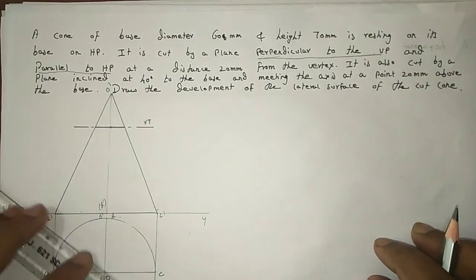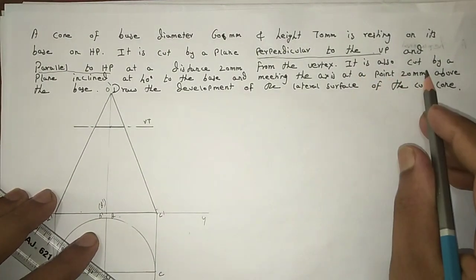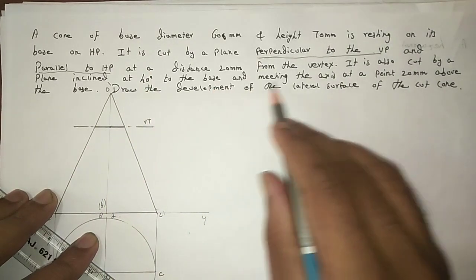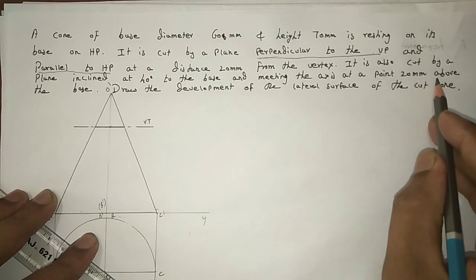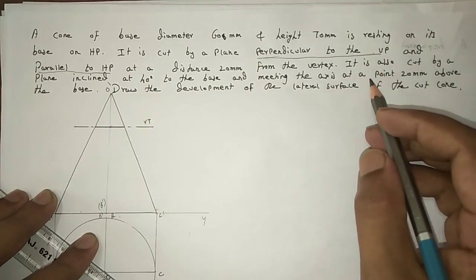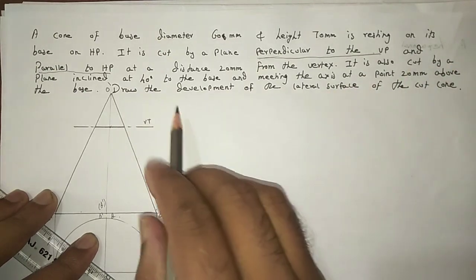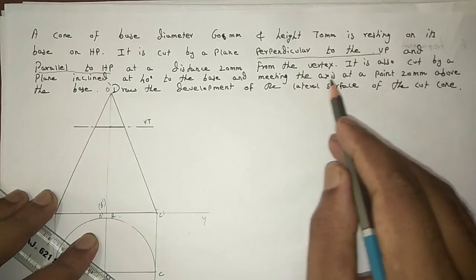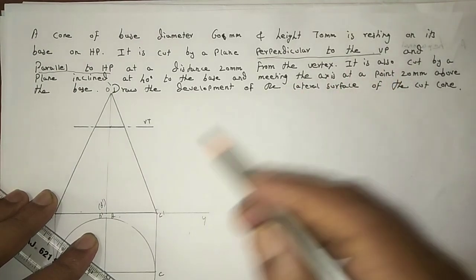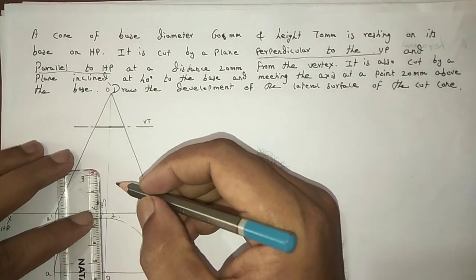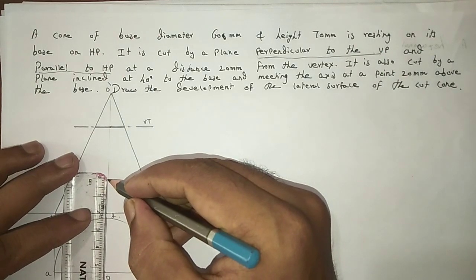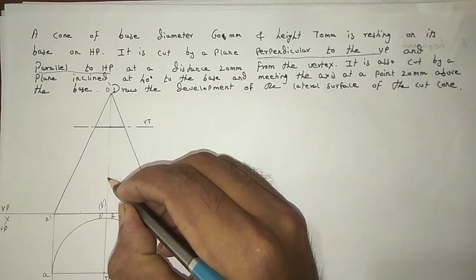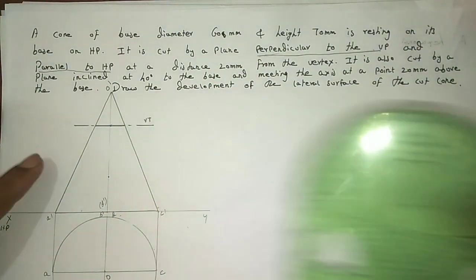Sectioning plane. And next, it is also cut by a plane inclined at 40 degree to the base and meeting the axis at a point 20 mm above the base. So another cutting plane is there in this question. The angle of that cutting plane is 40 degree. That cutting plane passes through the axis at a point 20 mm from the base. At 20 mm distance from the base we select the point. Through this point the second cutting plane passes. Its angle is 40 degree.